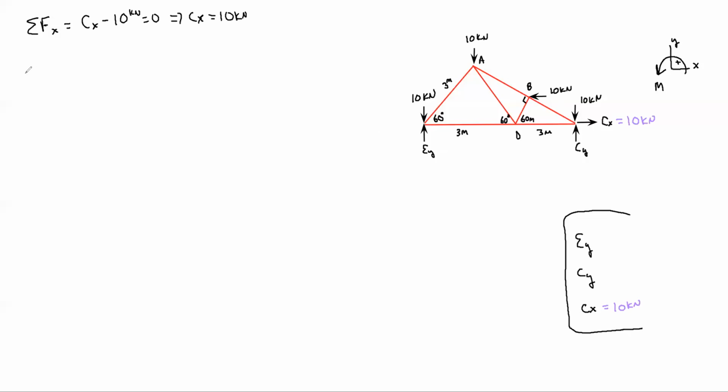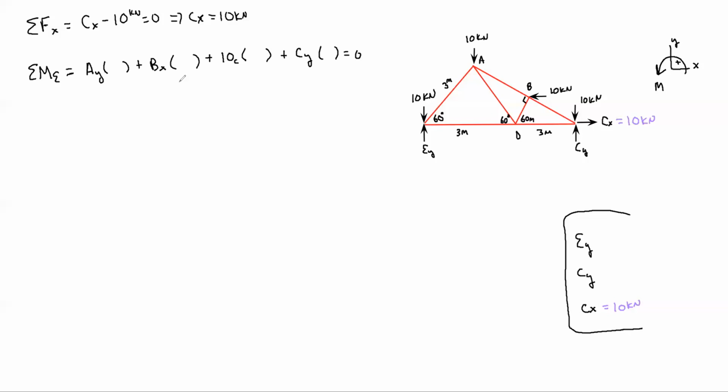So I'm going to start with taking a moment. I'm going to take the summation of the moments about point E. Since they're all 10 kilonewtons except for the reaction, I'm going to start out with the very generic equation: it's Ay times some distance, plus Bx times some distance, plus the external force 10 kilonewtons at point C, times some distance, plus Cy times some distance is equal to 0.